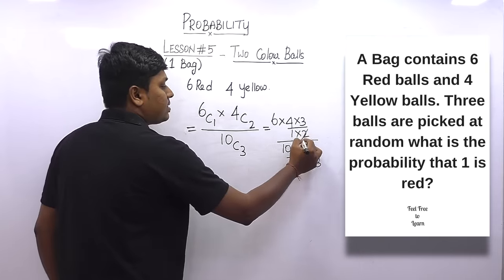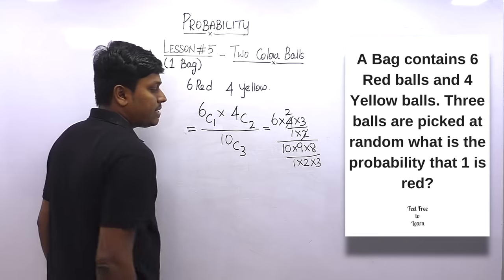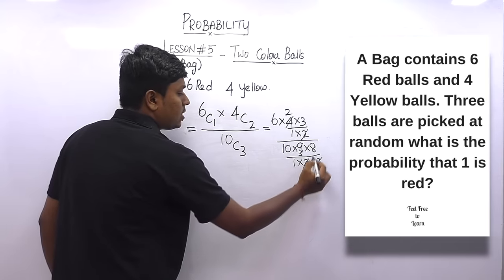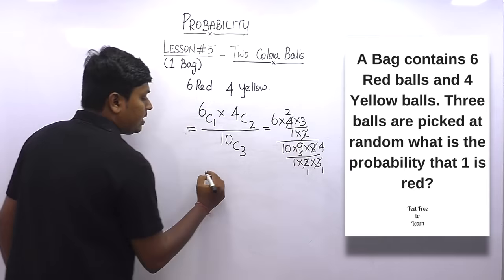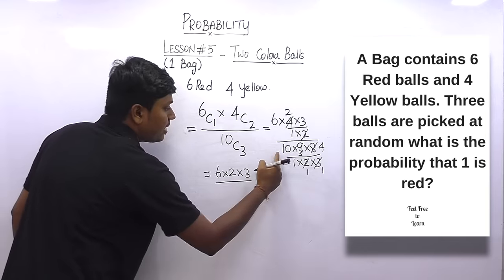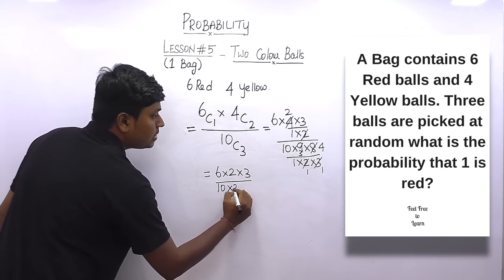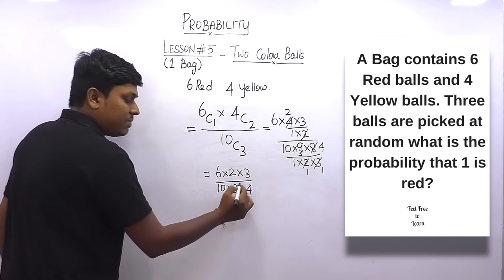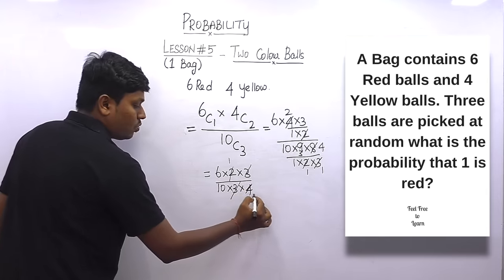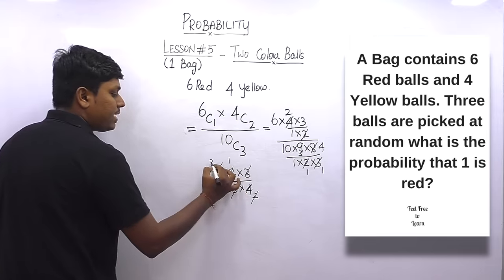I think we can cancel this 2, and we can cancel 2 times here. So we can cancel 1 3s are 3, 3 3s are 9. 1 2s are 2, 4 2s are 8. So finally, in the numerator we have 6 into 2 into 3, and in the denominator we have 10 into 3 into 4. So we can cancel 3 and 3. Again, I think we can cancel 1 2s are 2, 2 2s are 4. We can cancel 2, that is 3 times, that is 3 by 10.